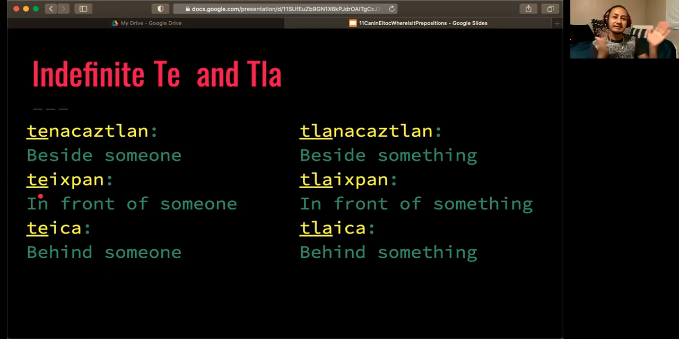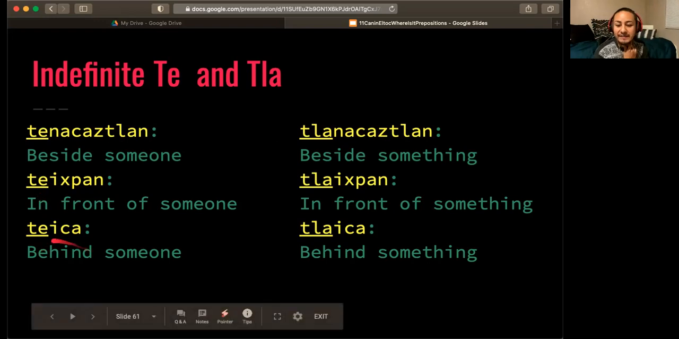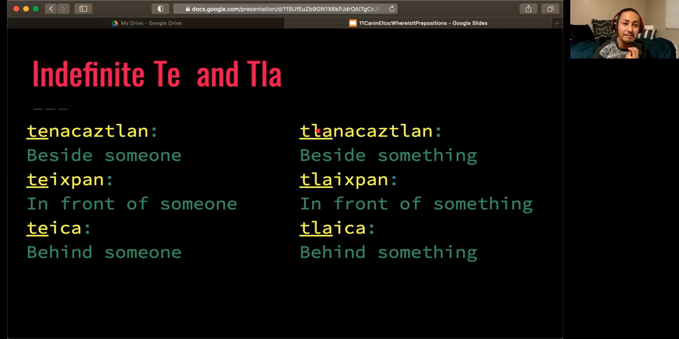So this word teixpan can also be used to say in public. If you want to say I speak in public, you would say nisaniloa teixpan. You're literally saying I speak in front of people, or nikamati, or nitlatoa, depending on which verb you use. But nisaniloa is how you say I speak. So nisaniloa teixpan could mean I speak in front of someone, in front of people, or I speak in public. Okay, and then teika is behind someone or behind people, etc. I'm not sure if it could mean hidden from people, but behind someone or behind people. Okay, tlanakastlan. So you put this indefinite prefix tla, now it means things, right? So tlanakastlan means beside something, next to something.